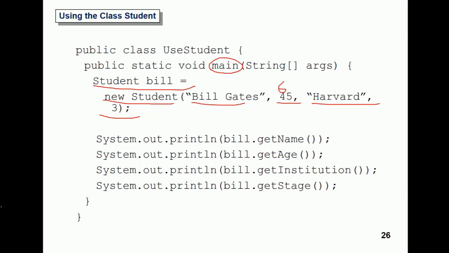So this is how you initialize. That's all you need to do. You say Student bill is equal to new Student. You pass it all the values you want to pass it, and in order to know what values you should pass to it, all you have to do is look at the documentation. Usually all Java classes.